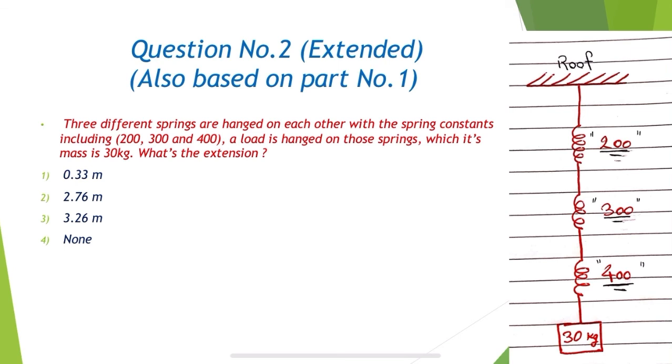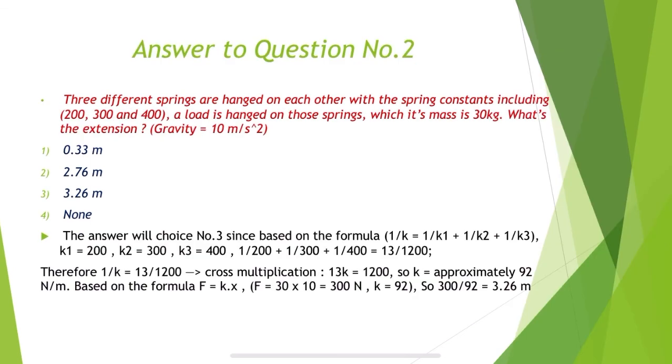Choice number 1, 0.33 meters. Choice number 2, 2.76 meters. Choice number 3, 3.26 meters. Choice number 4, none. As you can see in the picture, there's a roof, and 3 springs with different spring constants are hanged on each other on a vertical line, and a load with a mass of 30 kilograms is hanged on it. So, answer to question number 2.